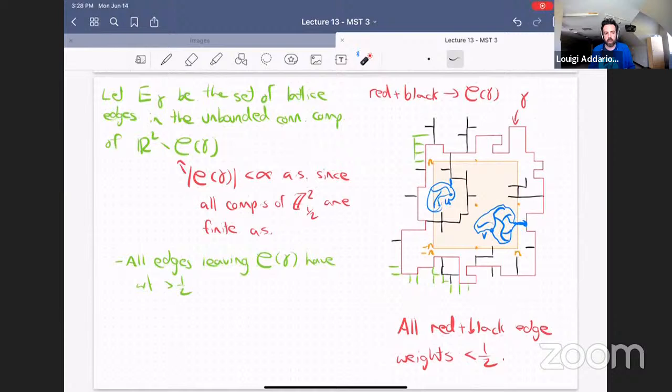Another question in the chat: if it would be in the original graph, then there could be an outgoing edge of gamma that has smaller weight. I'm not sure I understand the question, I'm sorry.